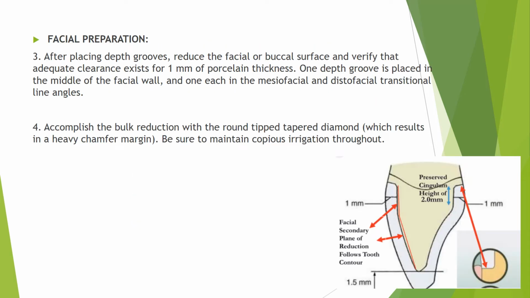Facial preparation, placing the depth grooves in 2 planes, and then 1 mm should be prepped. So you have 1 and you have 2 planes, right? That's how you prep. Incisal preparation is already done. Accomplish the thick reduction with the rounded tip tapered diamond, right? Yes, you can also do a chamfer margin. This is not in all the cases. Usually you'll be using a shoulder margin. Okay.